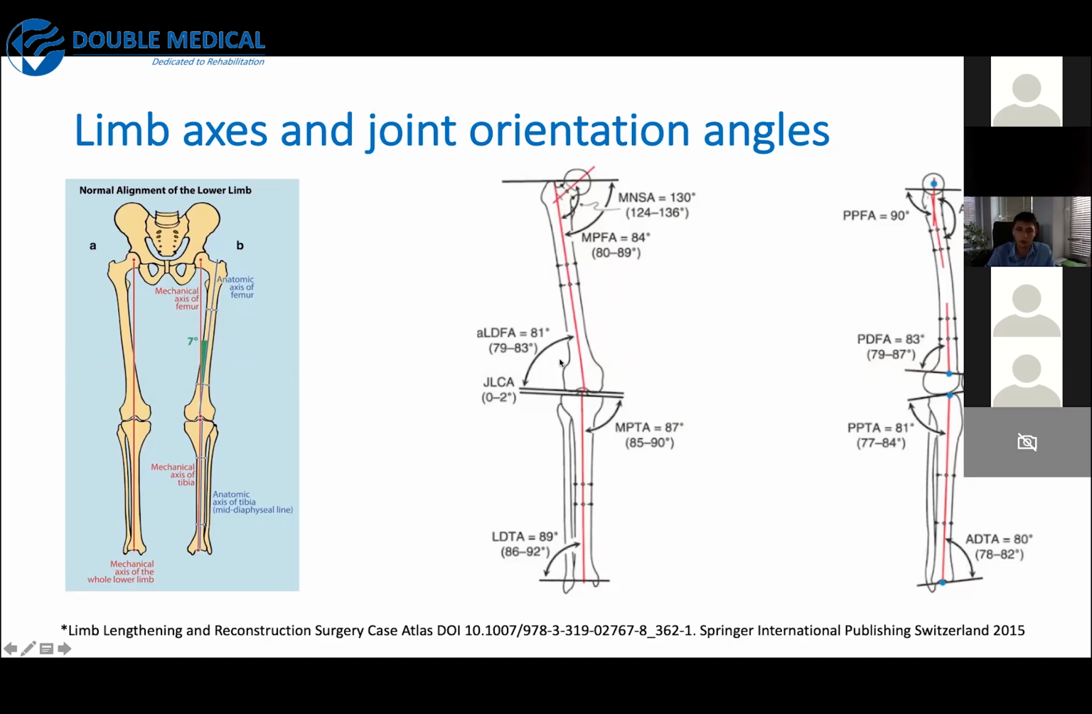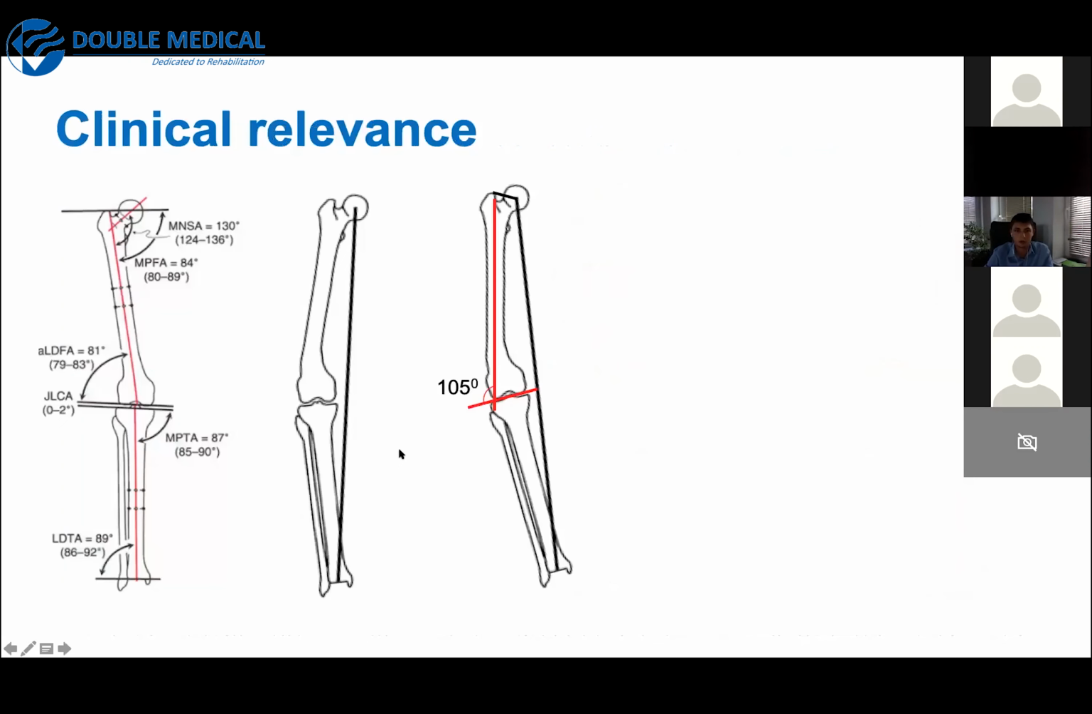We also know that in joint orientation angles, we have a little bit of valgus in the distal femur and slight varus in the proximal tibia. And why is it important? So for example, in this case, we can see the varus knee. And can we do a high tibial osteotomy in this case?